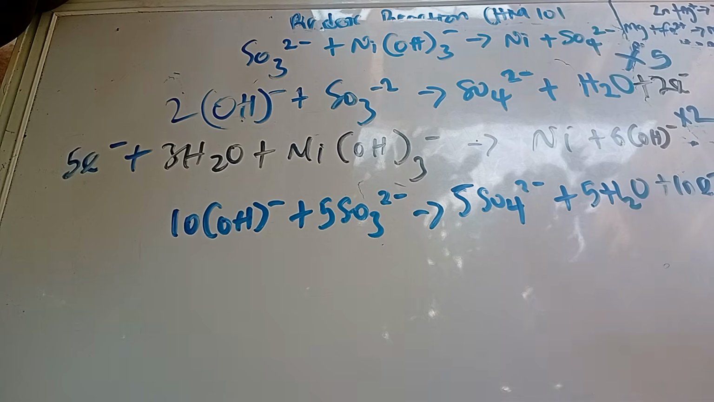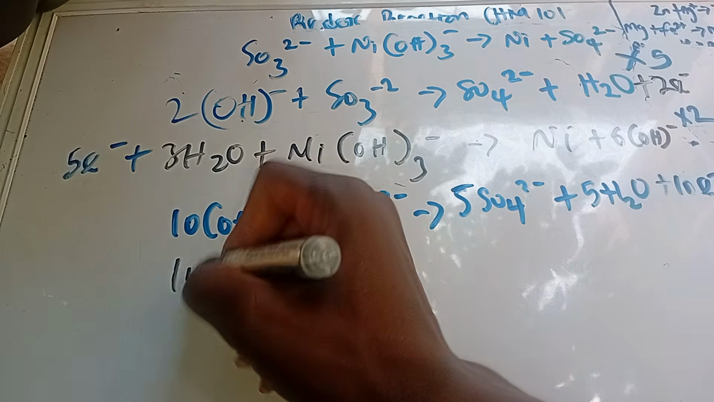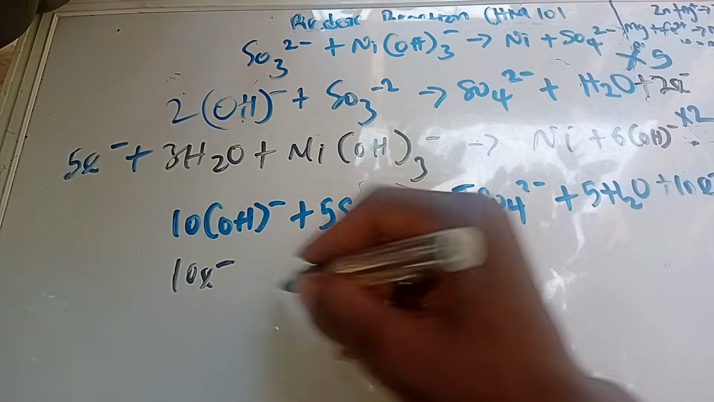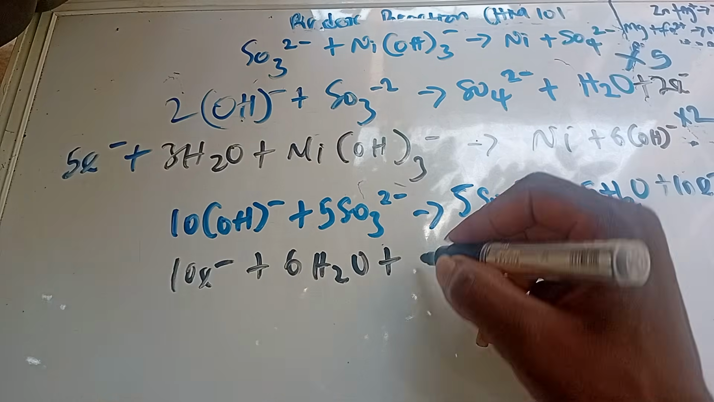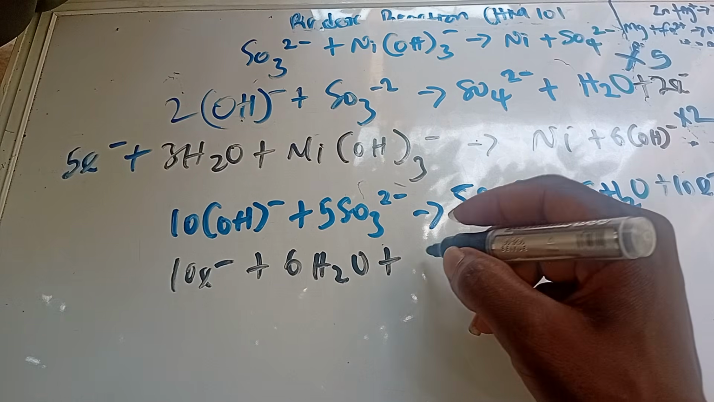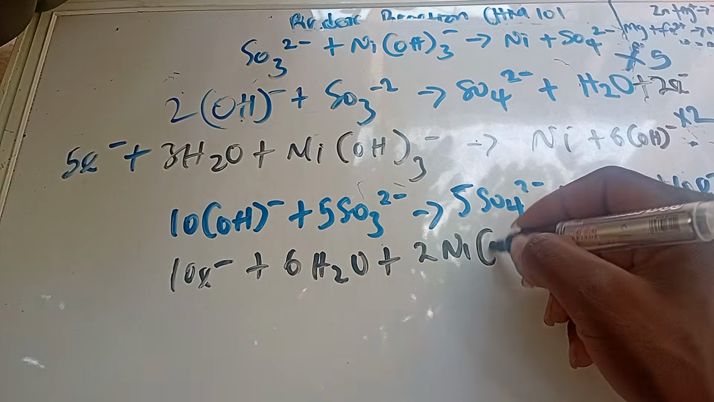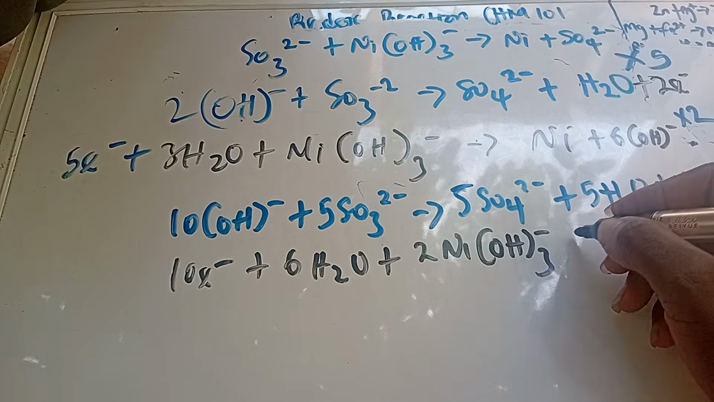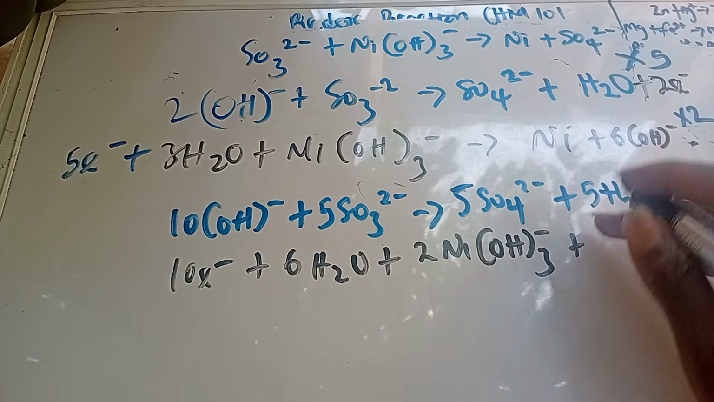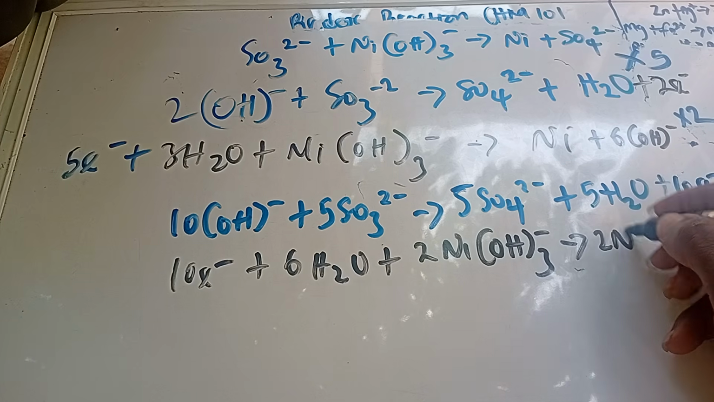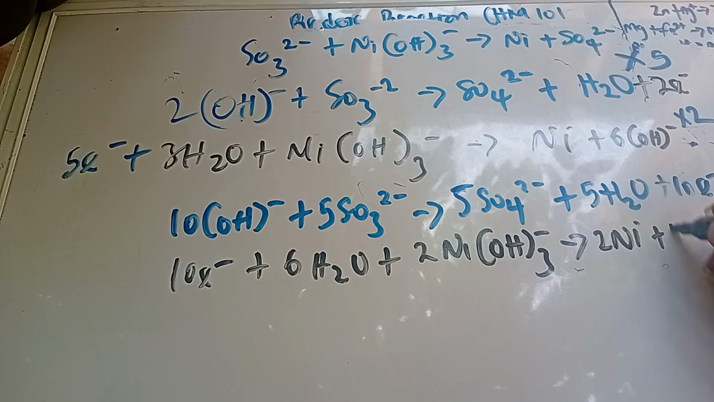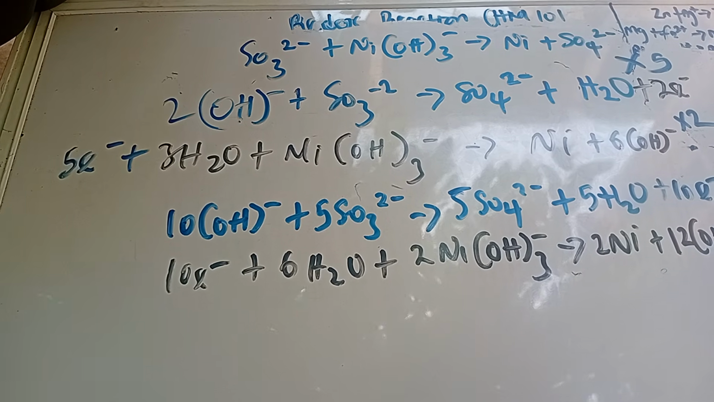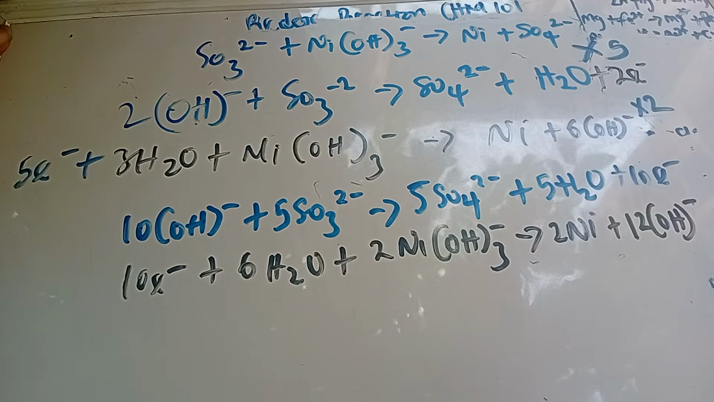Now the second one, 2 times this, we have 10e minus. 2 times this, we have plus 6H2O. 2 times this, we have plus 2Ni(OH)3 minus. 2 times this, we have 2Ni, plus 2 times 6, we have 12 OH minus. Do we get that way?